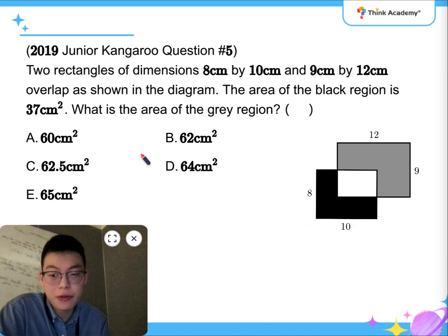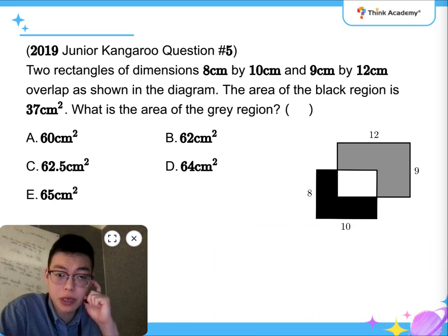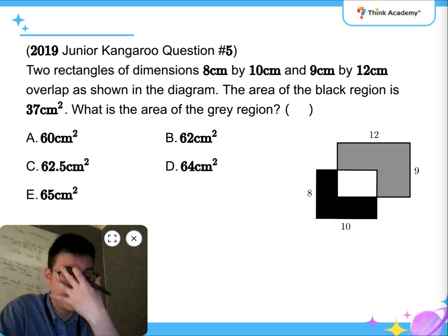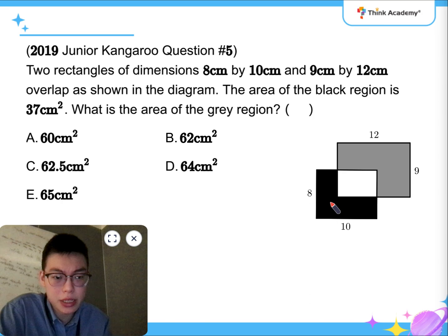Question number 5. It says that two rectangles of dimensions 8 by 10 and 9 by 12 are overlapping as shown. It says that the black area is 37 centimeters squared. So what area is the gray region? So what about the white region? The gray region is the rectangle take away the white region, right? And the black region is the rectangle take away the white region as well.